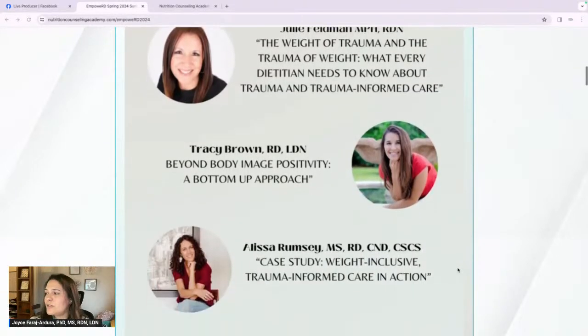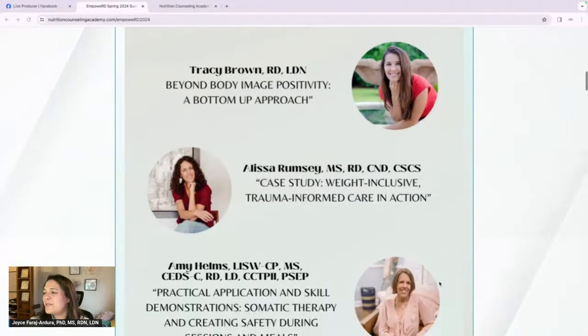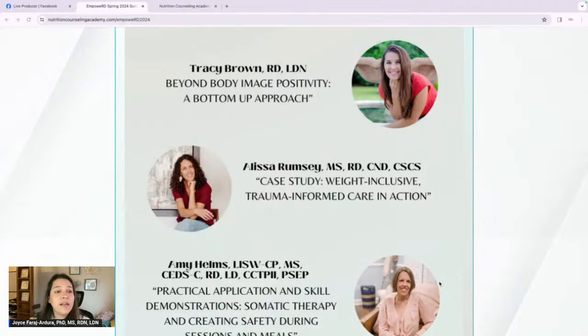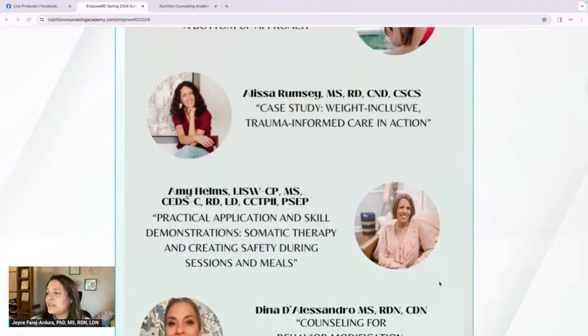On day 2, we're going to start with the amazing Tracy Brown on how we can have discussions about body image, followed by Alyssa Rumsey, who is going to do a case study and weight-inclusive trauma-informed care in action, which I just cannot wait for. And then we're going to end day 2 with the wonderful Amy Helms, who is a dietitian. She's also a therapist. Practical applications and skill demonstration. So how can we create safety during sessions and meals with our clients?